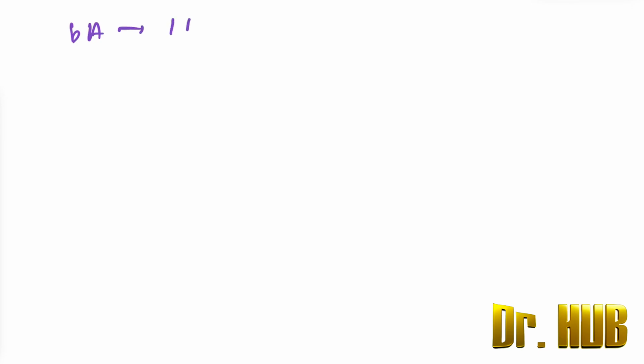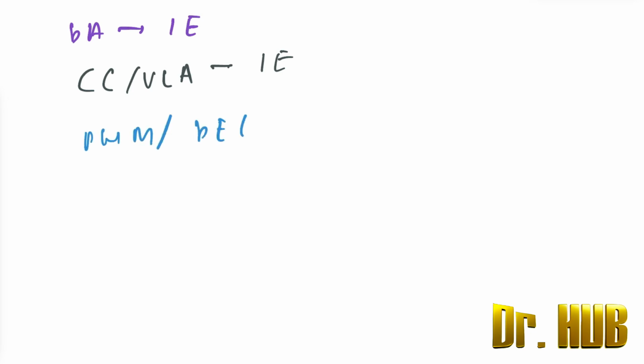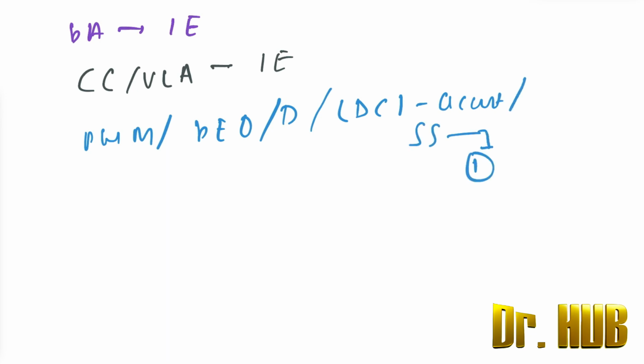It is going to be 1E. And the cold chain and vaccine logistic assistant, this is going to be 1E. Then moving on to the public health manager, data entry operator, the dresser as well as the LDC one or the accountant, and the sanitation staff. All these are going to be 1D. 1E is going to be 1E.